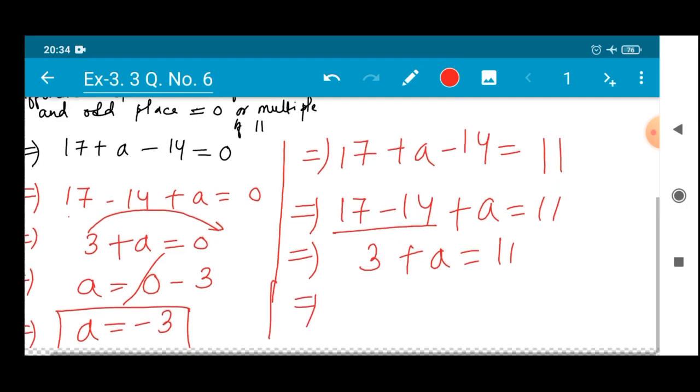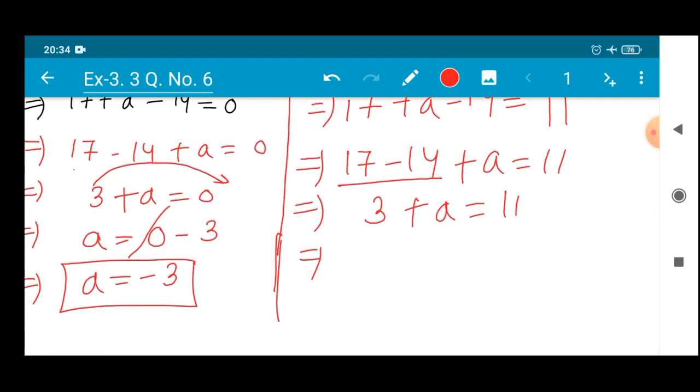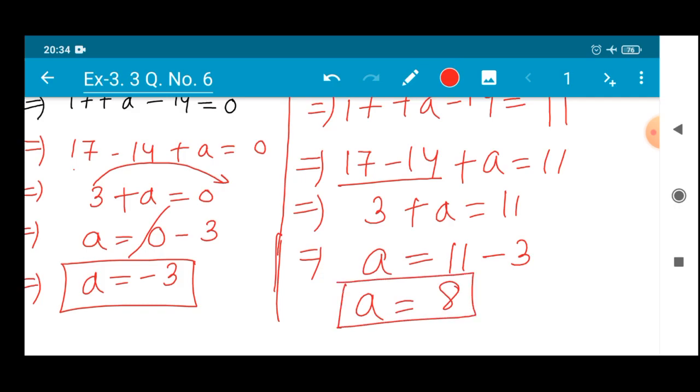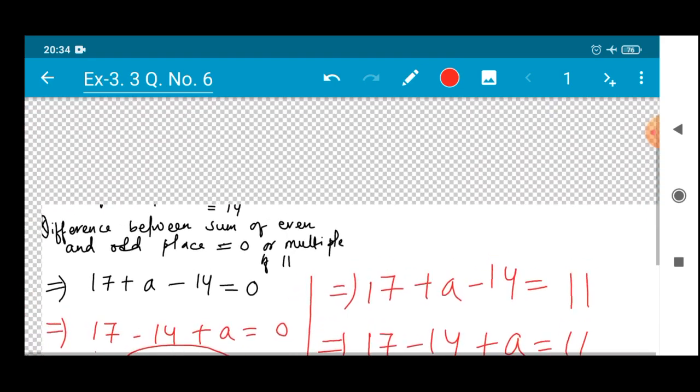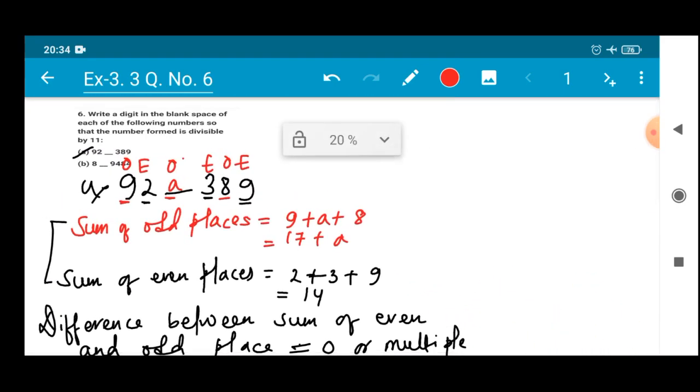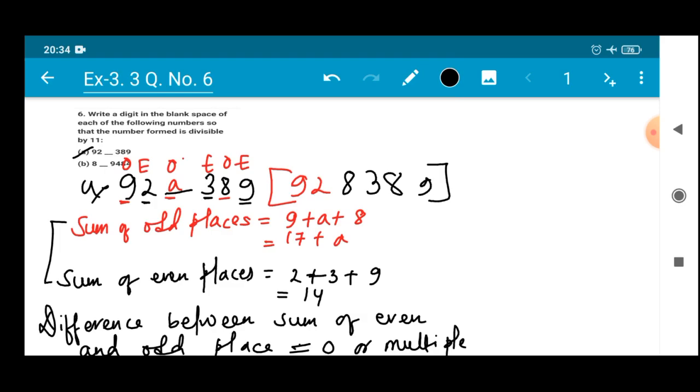Now I have to find the value of a. I cannot keep it like this. So 3, I will cross the boundary. I will throw it on that side. A has a positive sign. 11 minus 3, so the value of a is 8. So what is the value of a? Positive 8. So our number here will be 928389. So student, this is the way of doing.